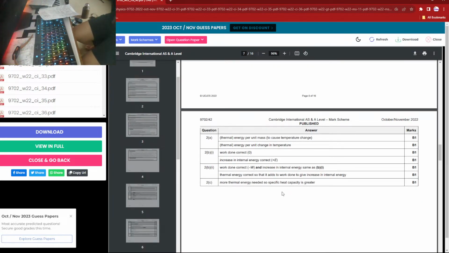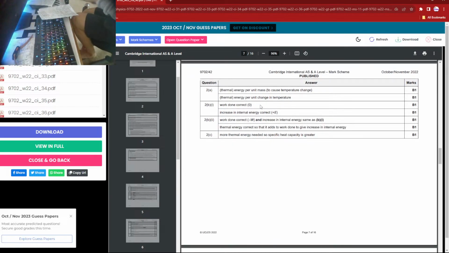So first one, 2A, thermal energy per unit mass. Okay. Energy per unit change in temperature. Oh, okay. So since Q equals m c delta theta, then it'll just be energy per unit mass and energy per unit change in temperature. Alright.